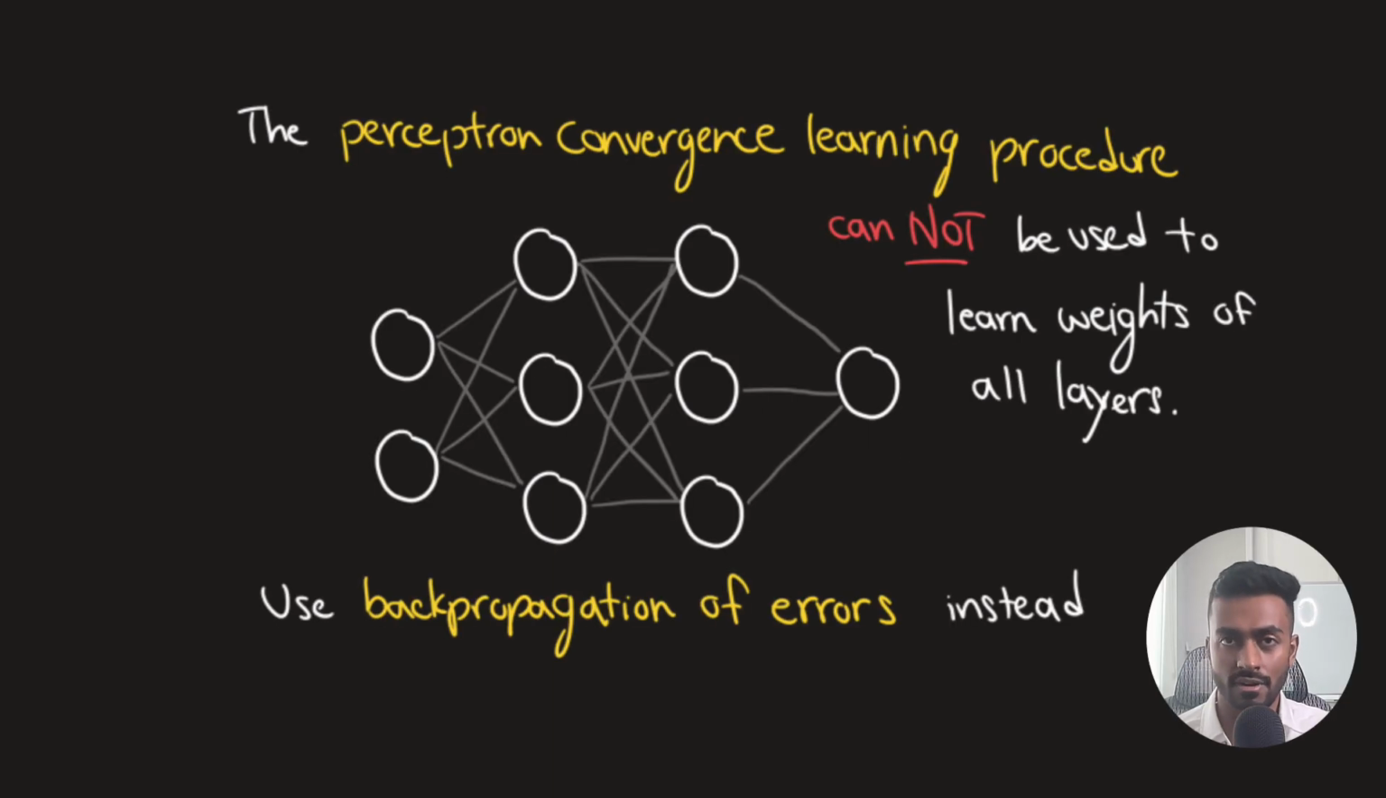Now that's going to do it for quiz time, but before we go, let's generate a summary. The perceptron convergence learning procedure, which was used by perceptrons to learn, could not be used for a multi-layered architecture. And so we use backpropagation of errors.